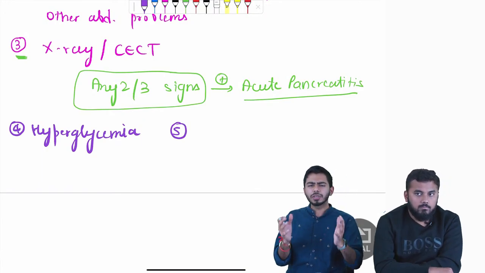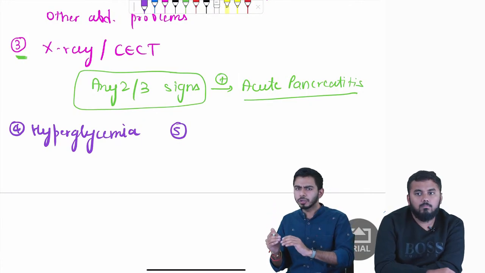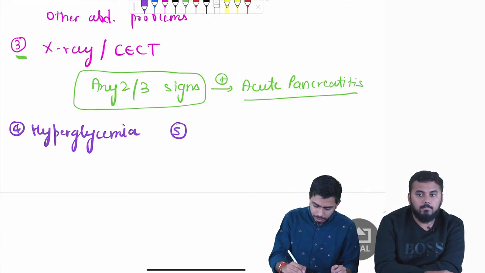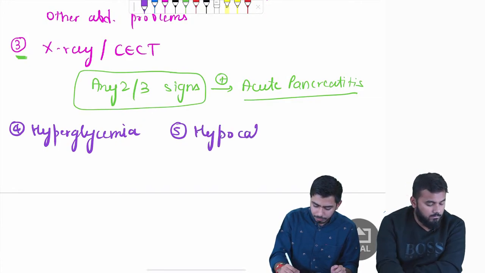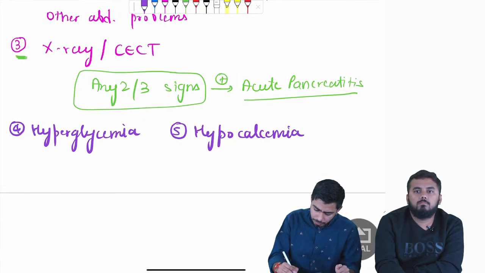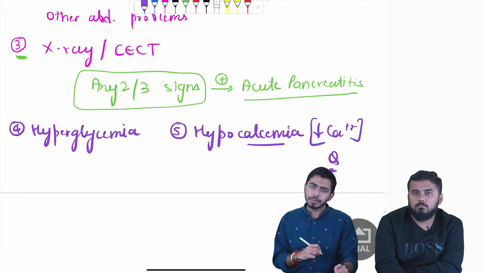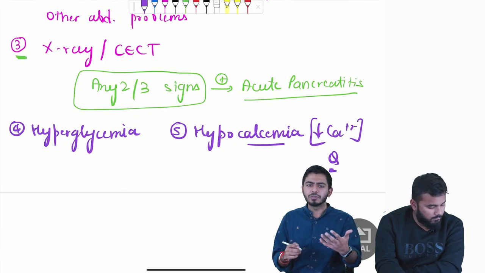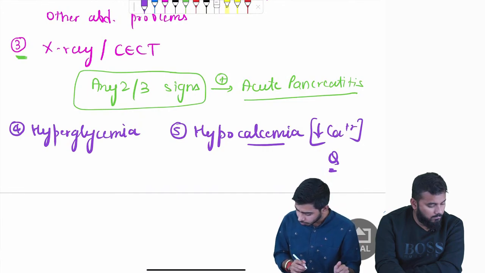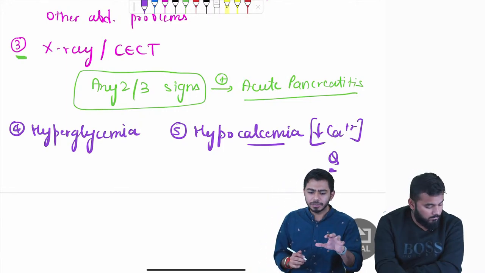Why is it so? Because saponification happens, and due to the chelating of the calcium ions, the calcium levels will be low, right? So that's why hypocalcemia can be seen. About chelating the calcium ions, we'll talk about that later on. So hypocalcemia means lower level of calcium ions. That is a very, very important question, that's why I'm highlighting this point. Usually it looks like there will be hypercalcemia in an acute pancreatitis patient, but that is not the case. You will be seeing hypocalcemia in those patients. Okay, fine. ERCP, endoscopic retrograde cholangiopancreatography. Just wait for some time, I will talk about that.